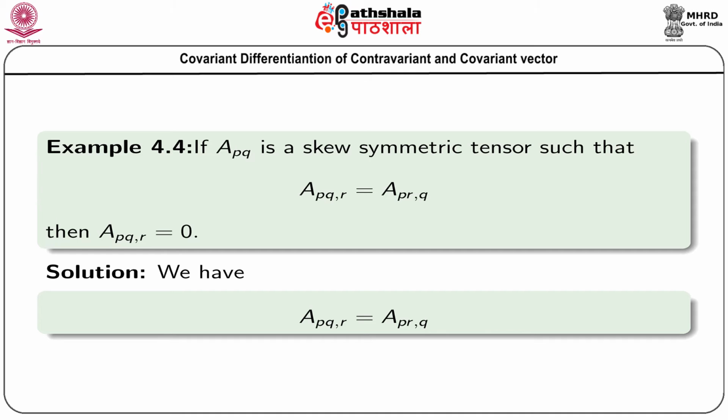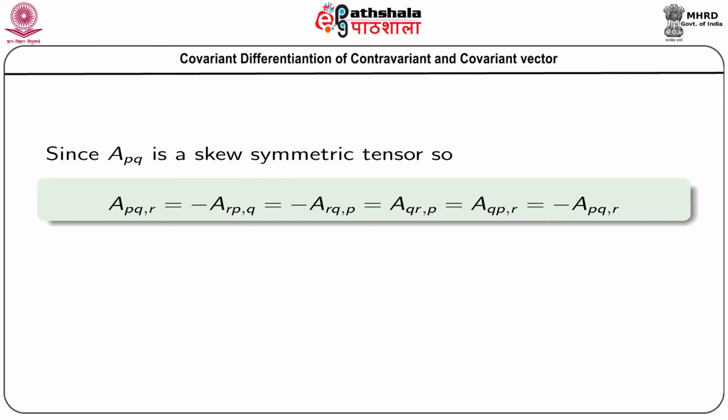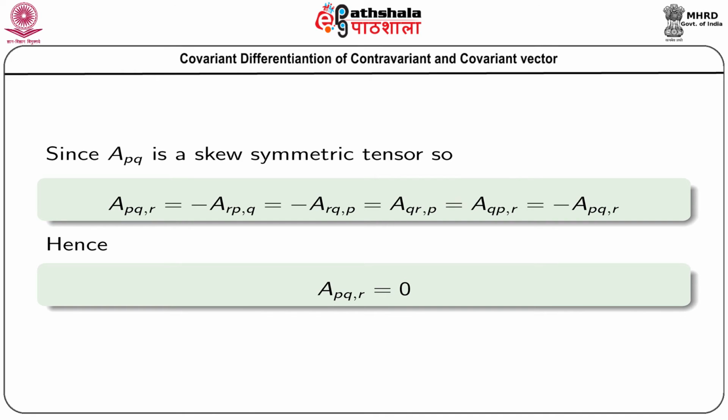A_{pq,r} = A_{pr,q}, it is given. Since A_{pq} is a skew symmetric tensor, A_{pq,r} = -A_{rp,q}, that is equal to -A_{rq,p} by using the property given, and that is equal to A_{qr,p} using the skew symmetric property, that is equal to A_{qp,r}, and that is again equal to -A_{pq,r}. So, 2A_{pq,r} = 0, that means A_{pq,r} = 0.